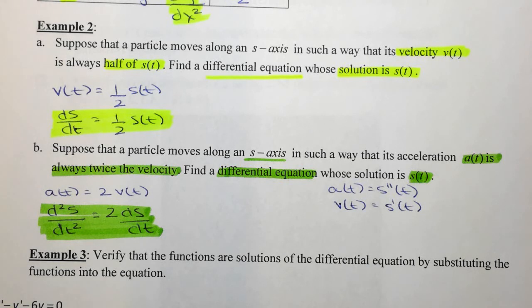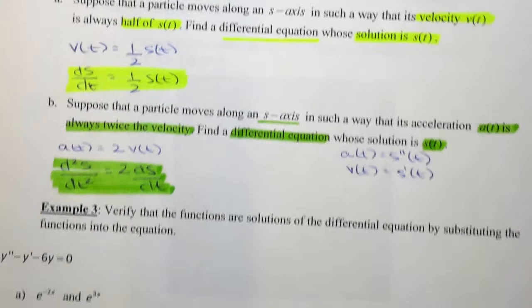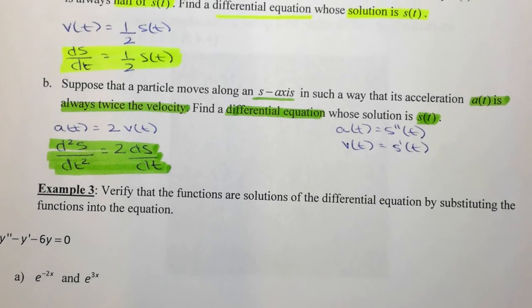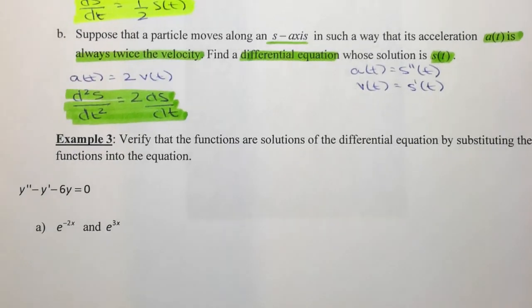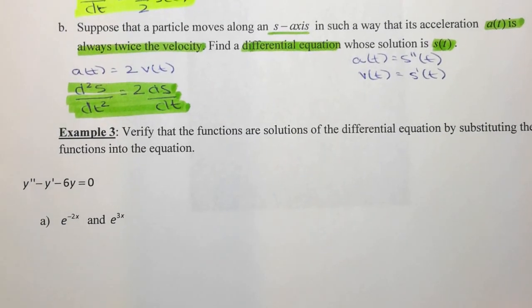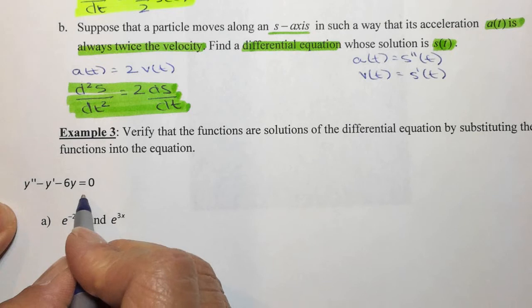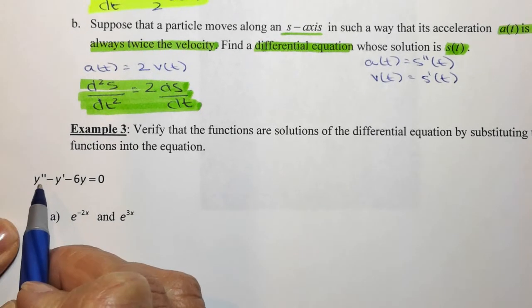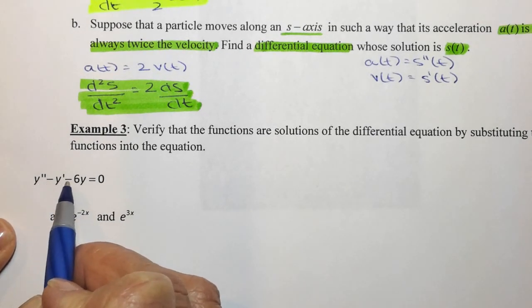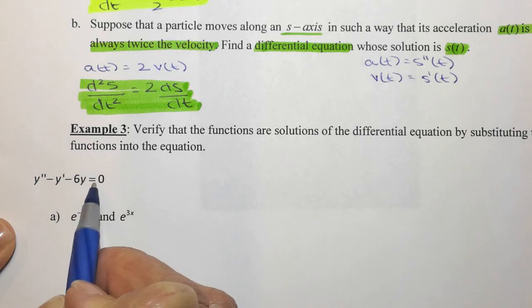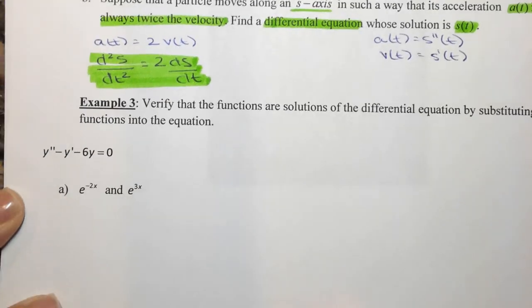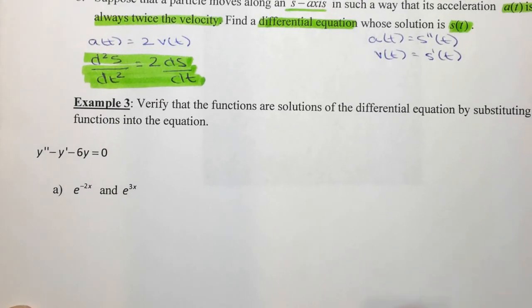Okay, in our last example, it says verify that the functions are solutions of the differential equation by substituting the functions into the equation. So this is a verify problem. So we want to show that this is true. And what we want to show is that the second derivative minus the first derivative minus 6 times the original function will be equal to 0. So this is going to take some time, and this is actually a two-part problem.